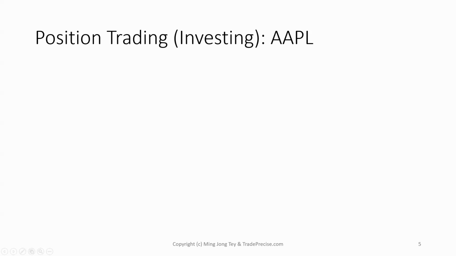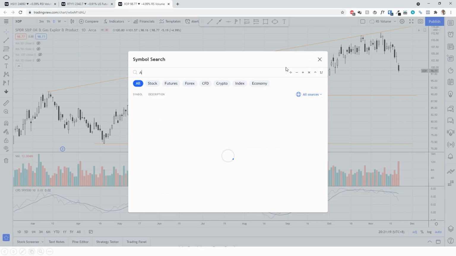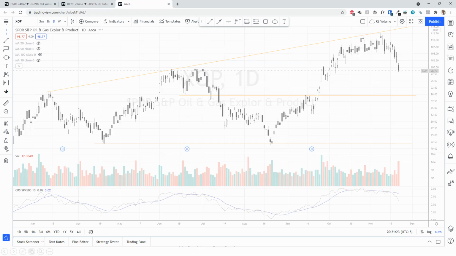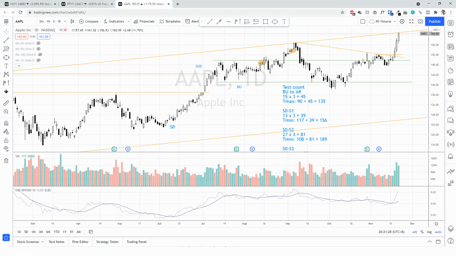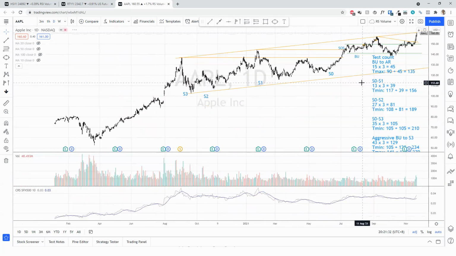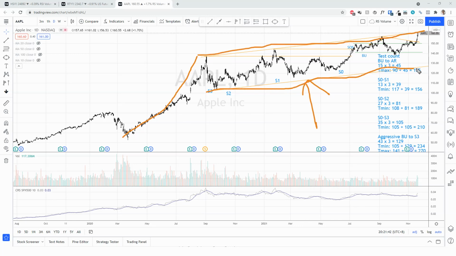Okay, position trading or investing. Let me just jump to the Apple chart and take a look at why it is a potential candidate for long-term investing, or what I call position trading. If I zoom out, you can see that it is in a very much up-sloping structure. This is like a trading range, but in an up-sloping structure.